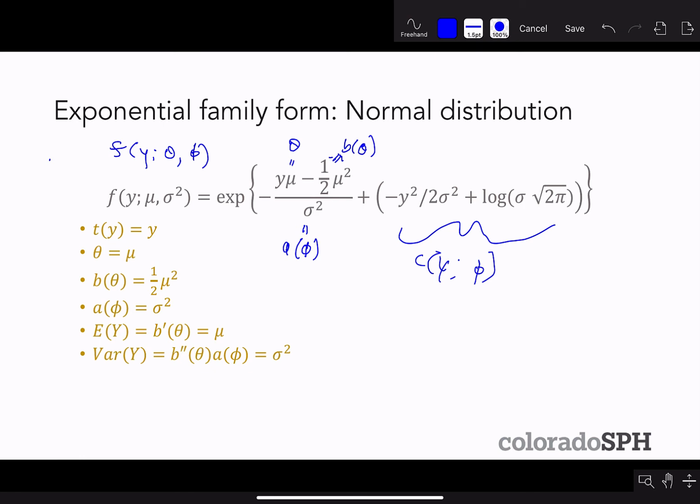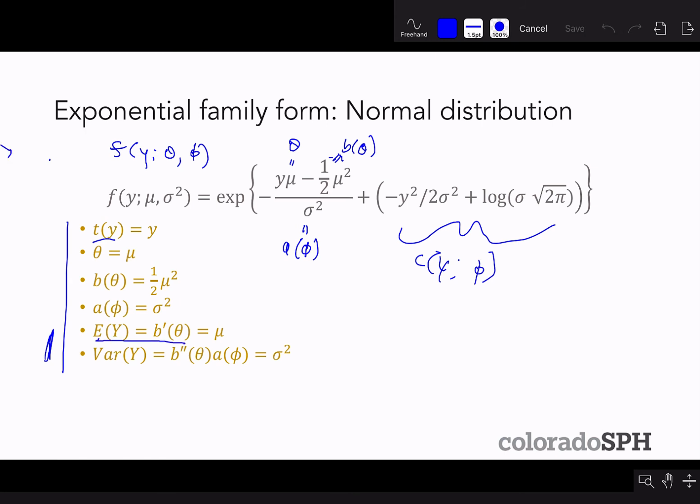So that means for us, and I've written it out here a little bit. As I said, if you have t of y equals y, which is the case here, then this is called canonical form, which means it has some nice properties listed down here that allow you to find the expectation and the variance of your random variable rather quickly. And then you can also figure out what your theta is and what your phi is.